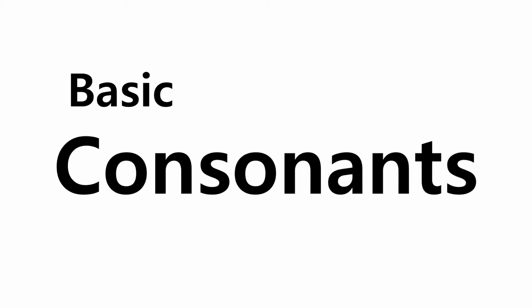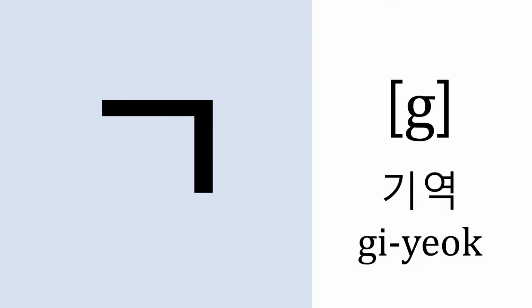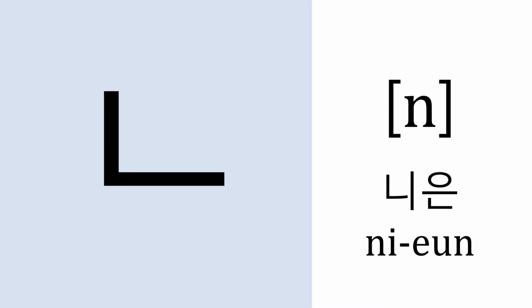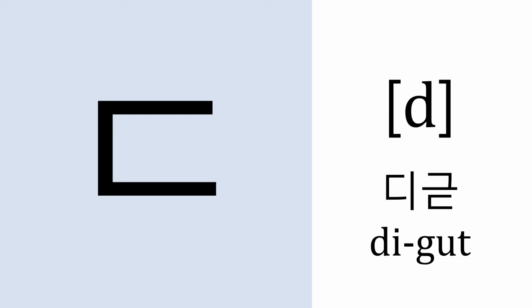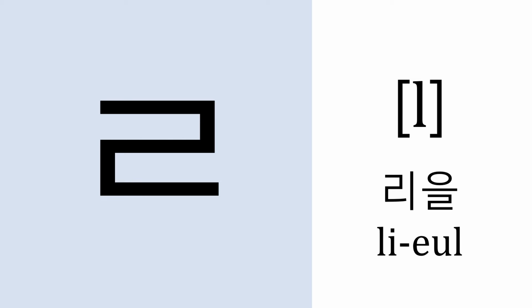Now we know the structure, let's get into letters, starting with basic consonants. In Hangul, each consonant has its name. This is 기역, and it sounds 그. 니은, 느. 디귿, 드. 리을, 르.